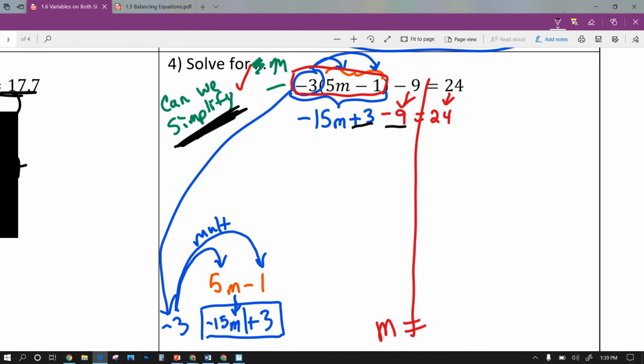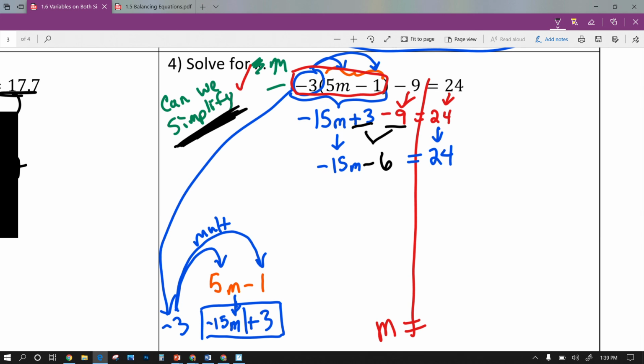And I can see here that I have a +3 and a -9. There's no variables with them, which means that they are like terms. I can take 3 and subtract 9 from it. I know that 3 minus 9 is equal to -6. So then once again, I'm going to go ahead and bring everything else down. So I have -15m minus 6 equals 24.